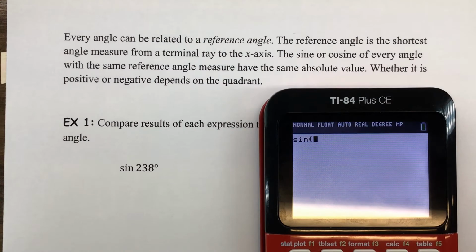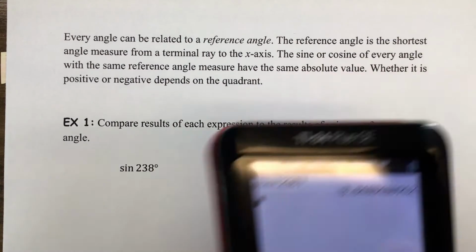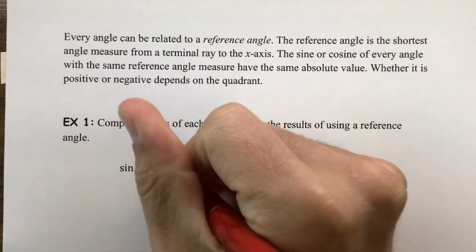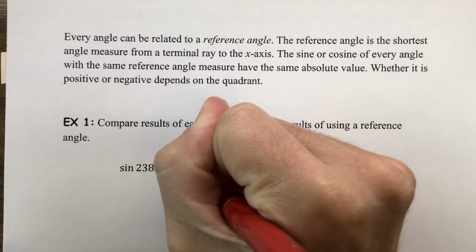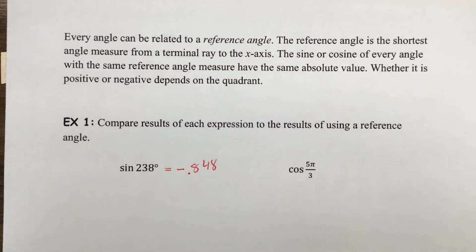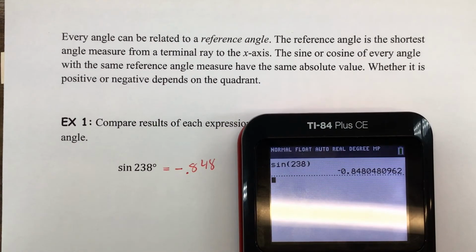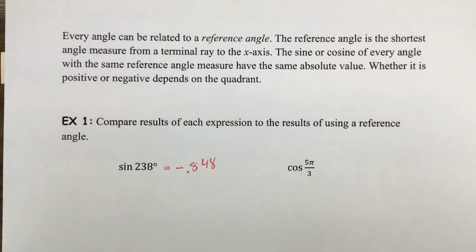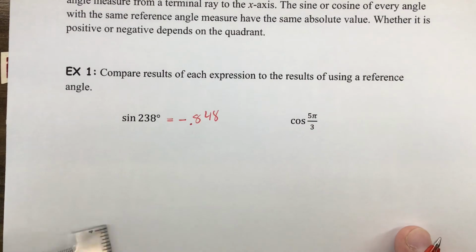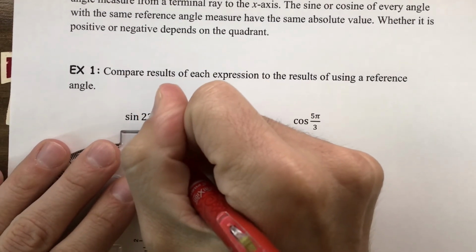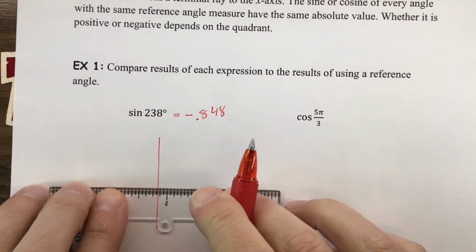All right, so the sine of 238 is going to give us this number here. Let's go ahead and just jot that down. It is negative 0.848. We're going to round that off to 3 places. So that's a value we get, and we don't really know much about what that is. But once we start to draw a picture of it, some of the things about it are going to start to make sense.